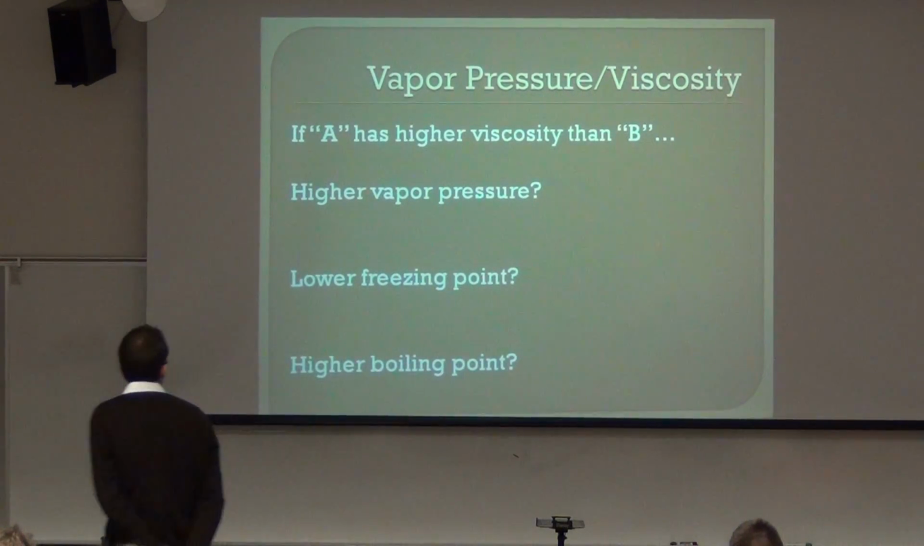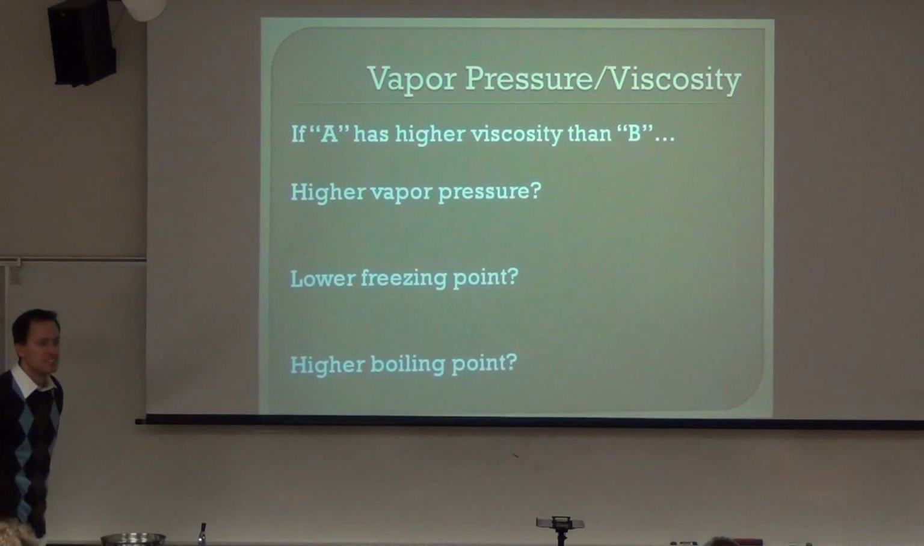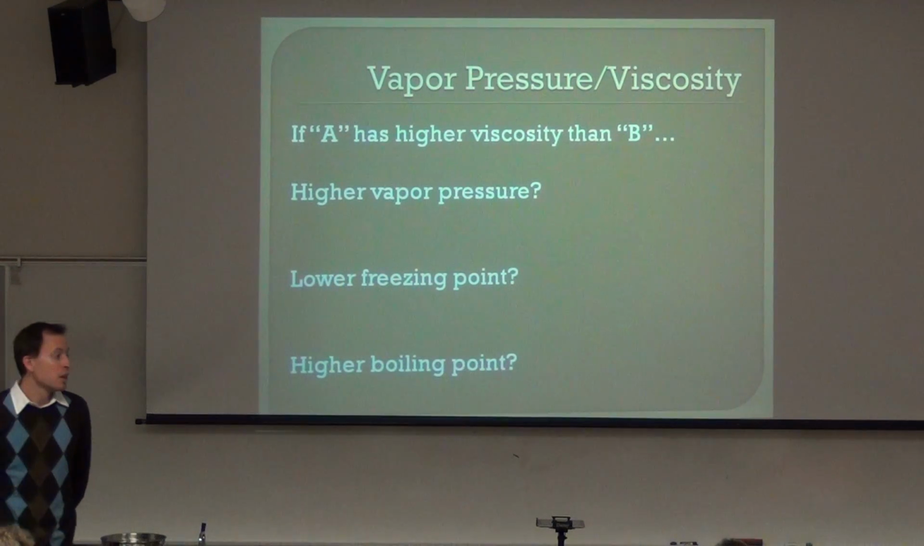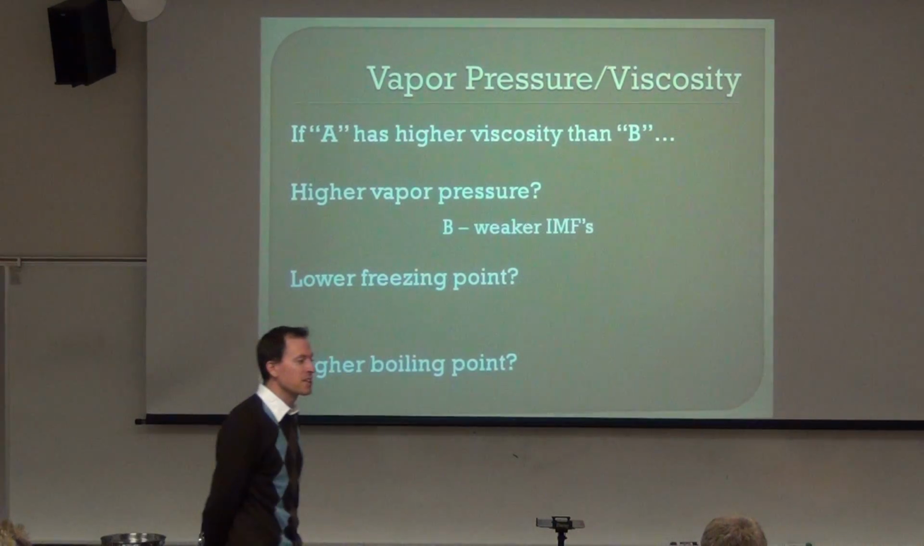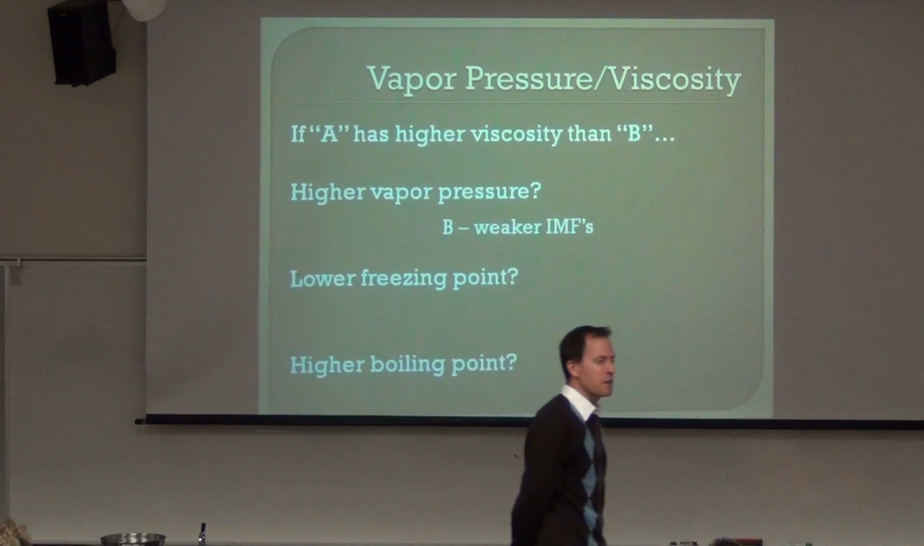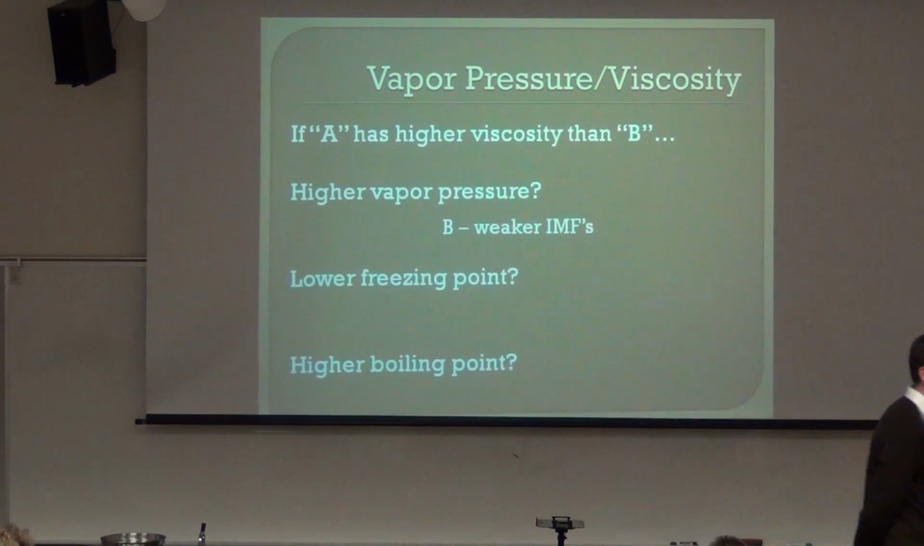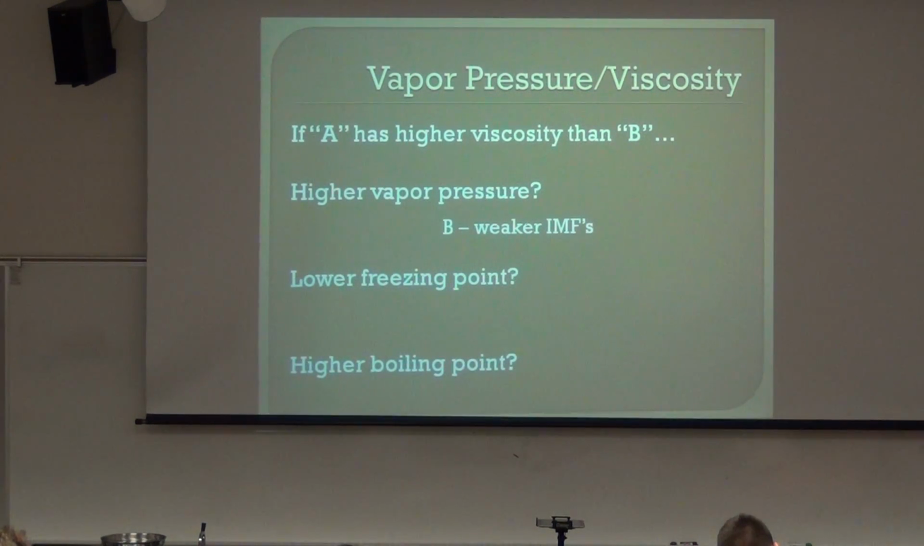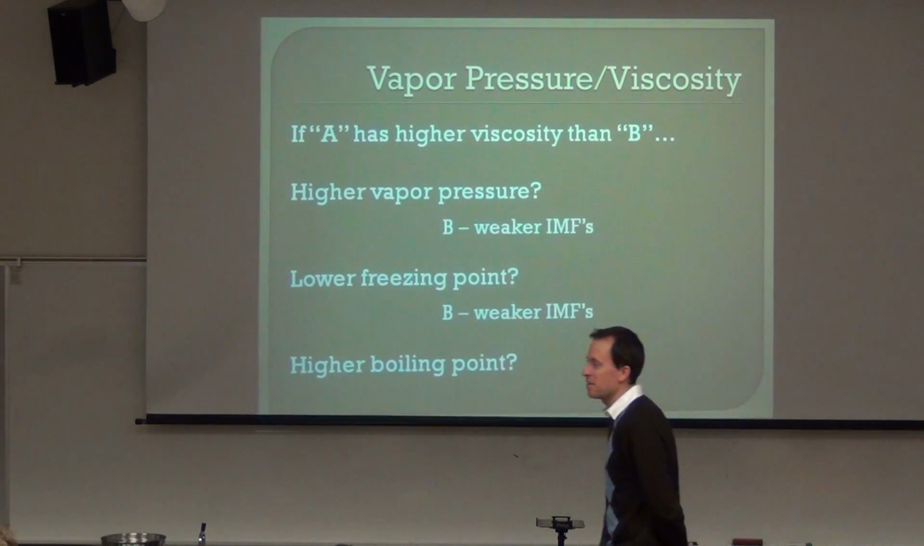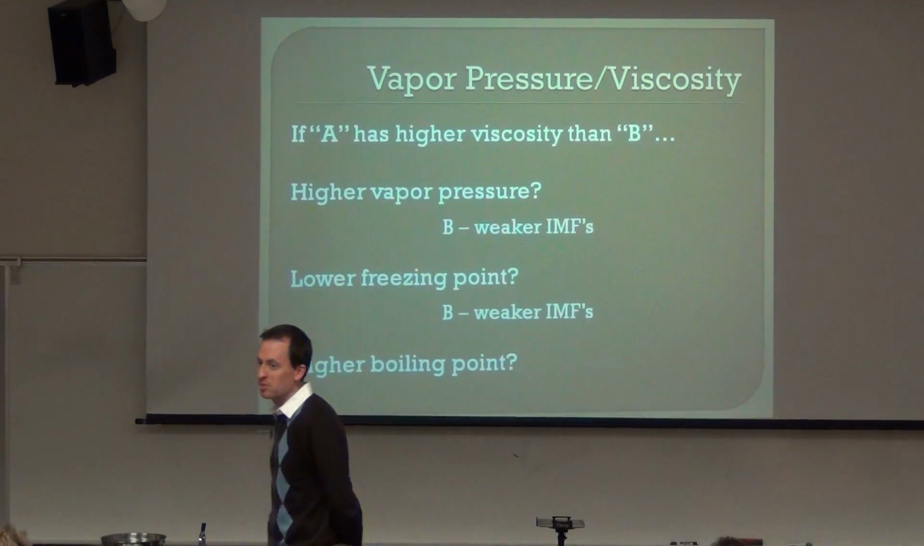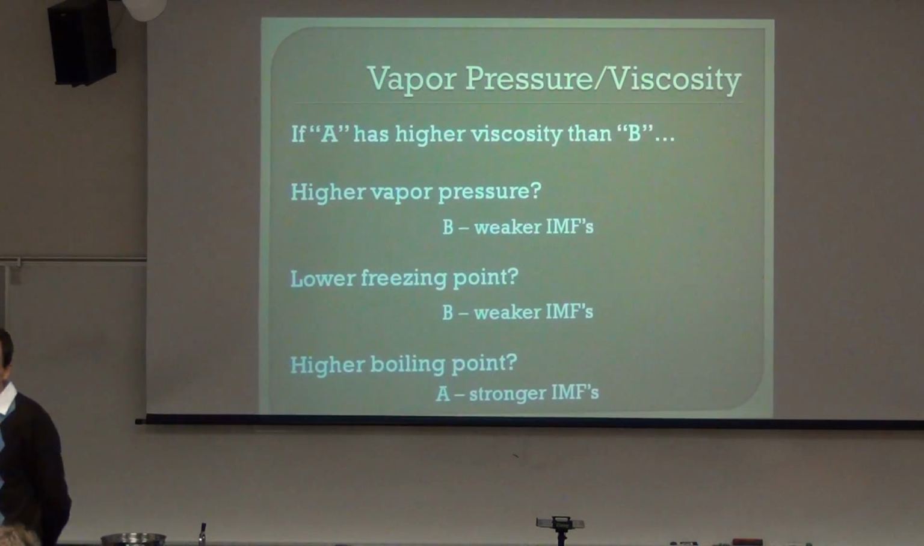So, which one has a higher vapor pressure? B, because it has weaker IMFs. The higher the vapor pressure, the weaker the IMF. What about lower freezing point? B, weaker IMFs. And then higher boiling point would be A, stronger IMF.